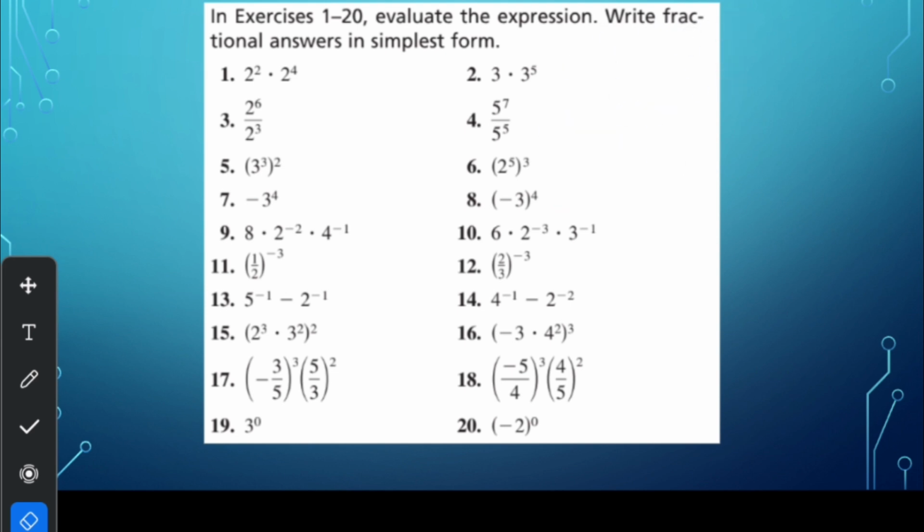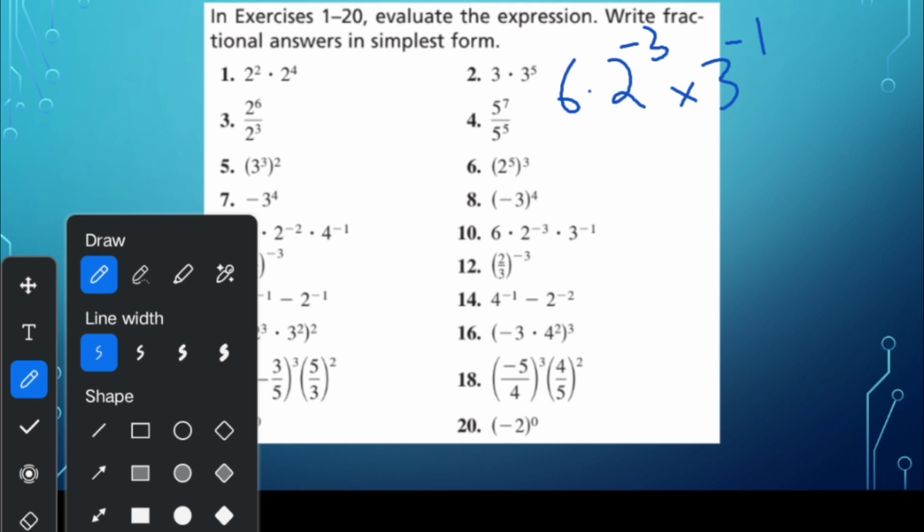Let's solve question number 10. In question number 10, you can see that we have, let me write the question first. This is 6 to the power minus 3, and then we have 3 to the power minus 1. Here the dot indicates that the numbers are written with a product sign. This dot is also a product sign. So let's solve them now.